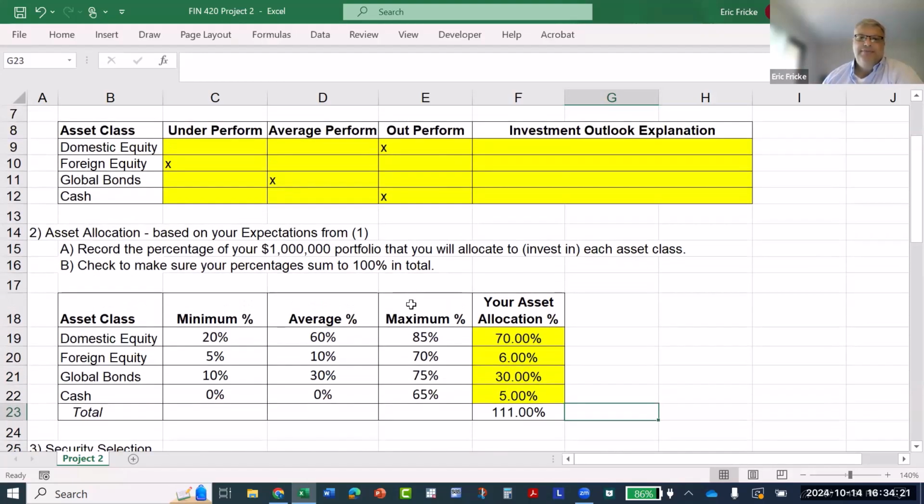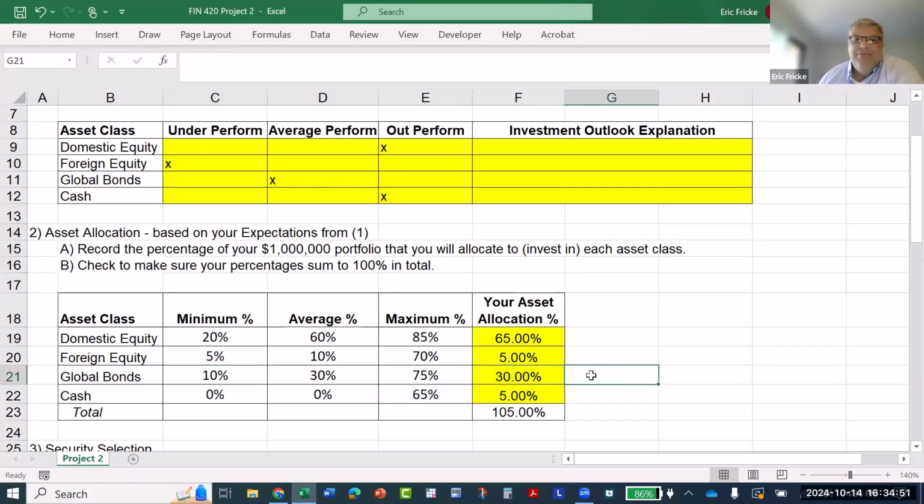So first off, we said domestic equity is going to outperform. So let's try 65% here. Let's bring it down a little. And we said foreign equity is going to underperform, so I'm going to make this the minimum 5%. And then global bonds, average is 30, and we got 30, so we can't really touch that.